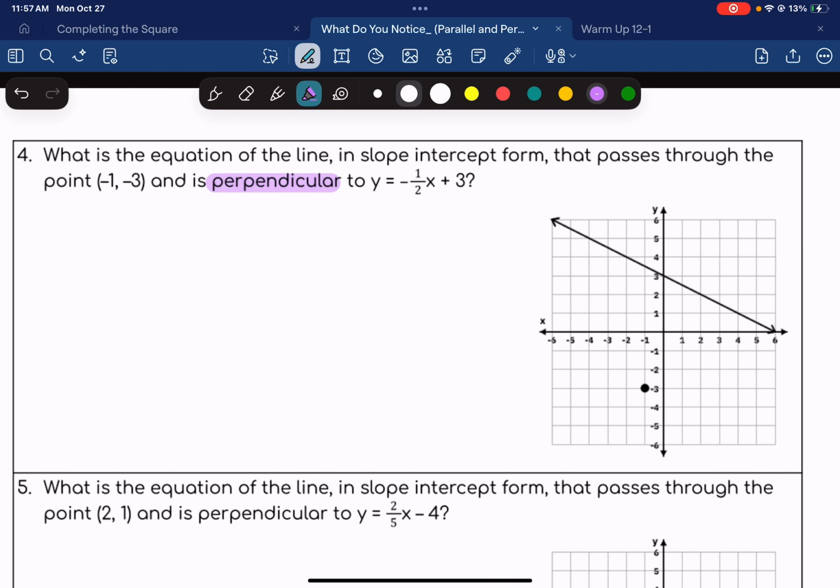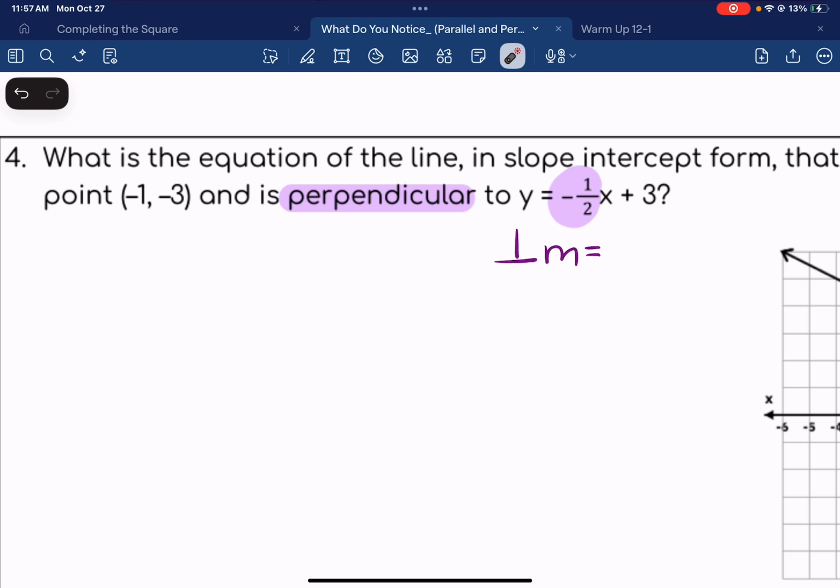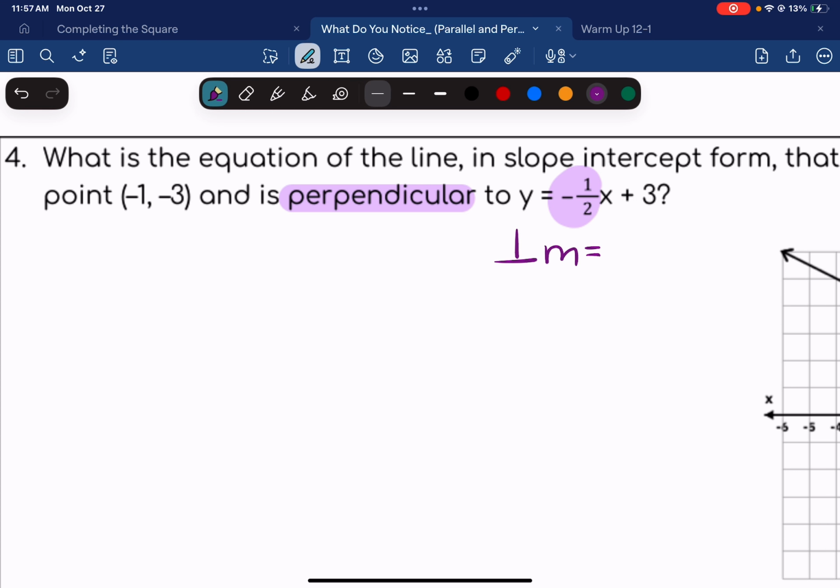Perpendicular. Well, in order to get a perpendicular line, we need to look at the slope of the original. And the slope of the original is negative 1 over 2. So the perpendicular slope, remember, we need to change the sign. So we go from negative to positive, and then we're going to flip our fraction. This 1 over 2 is going to become 2 over 1, or just 2.